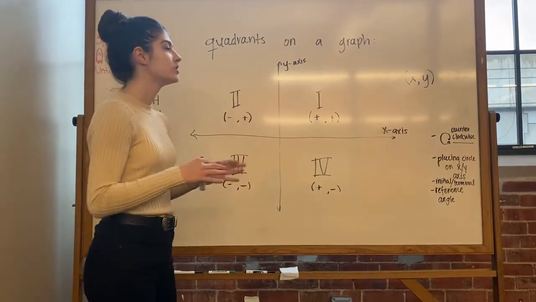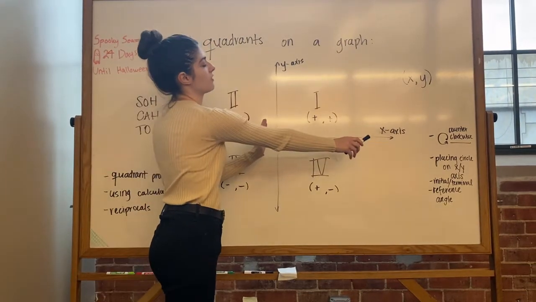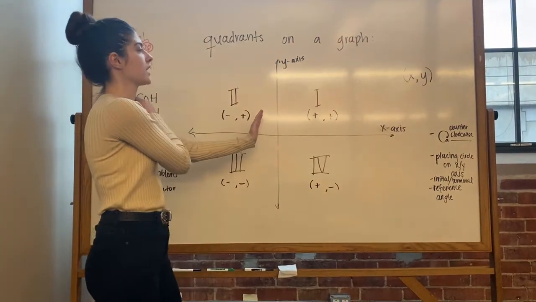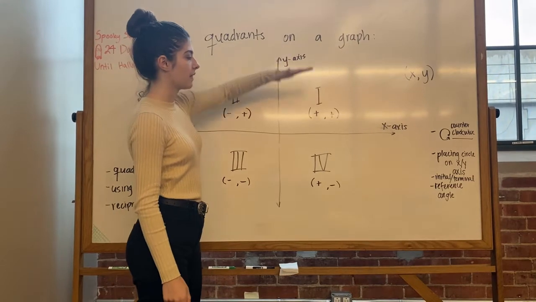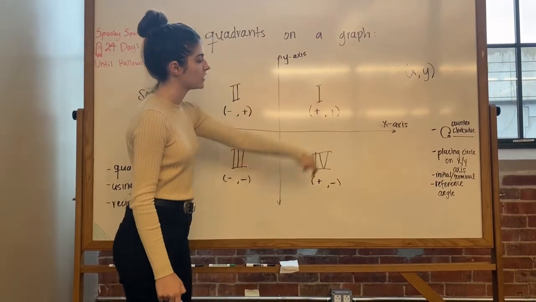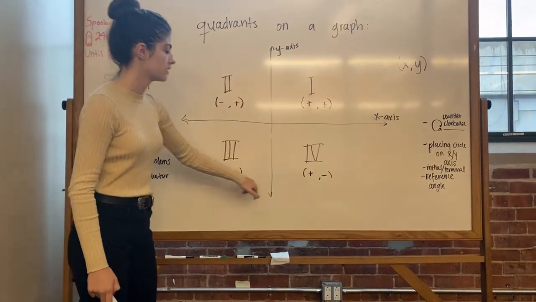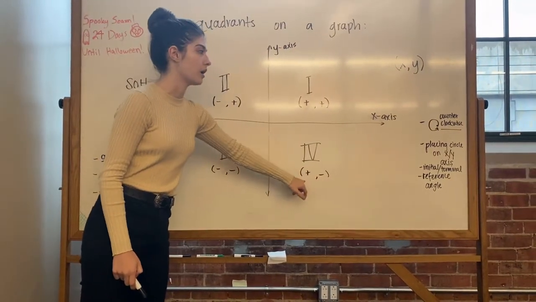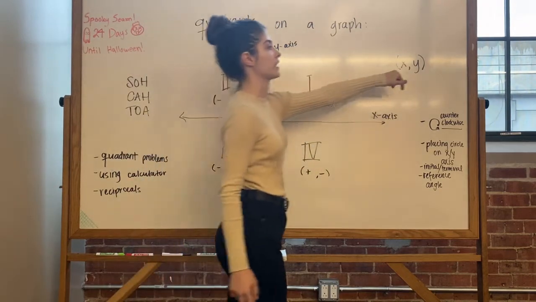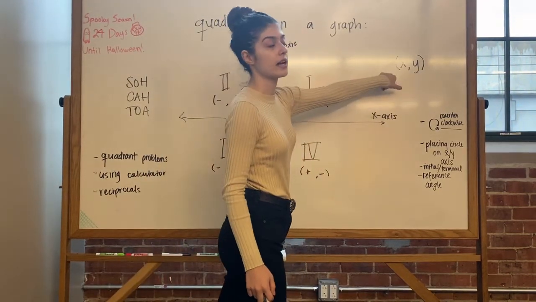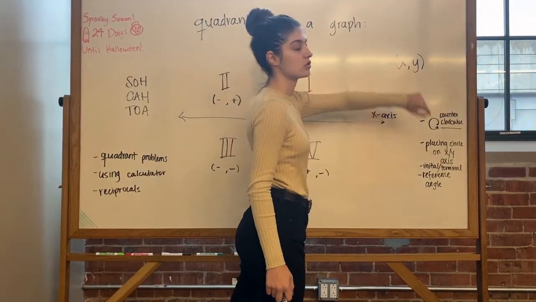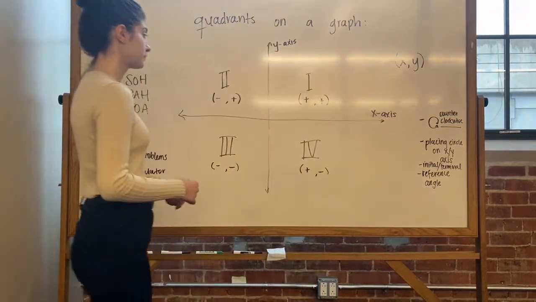So again, just to refresh, x is positive on this side, x is negative on this side, y is positive up, and y is negative going down. And so that's why we have our corresponding positives and negatives as our points on our graph, our xy coordinate points. Remember, it's always written as xy. X goes first, our y comes second. Okay?